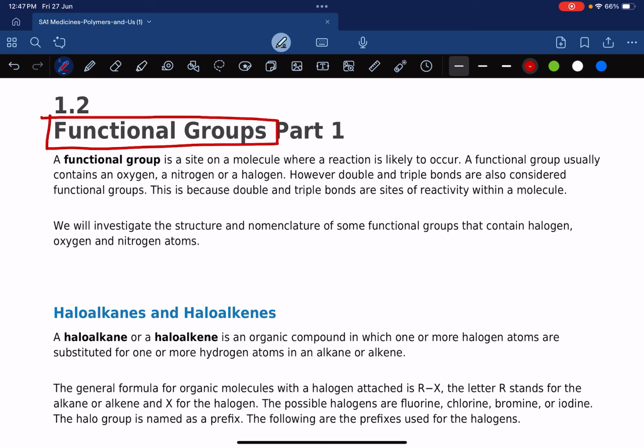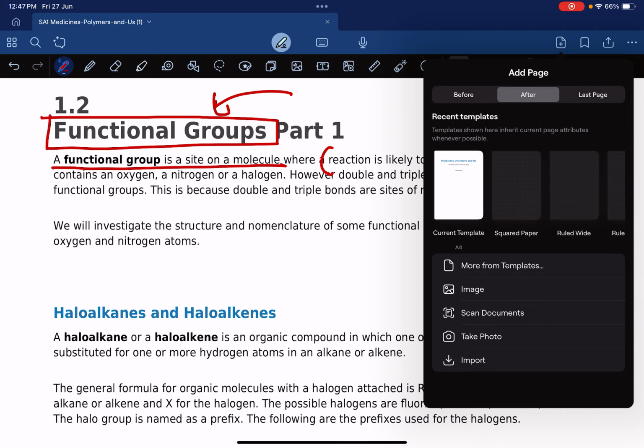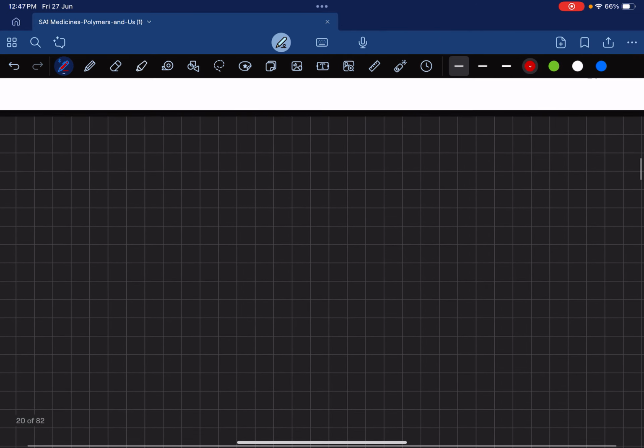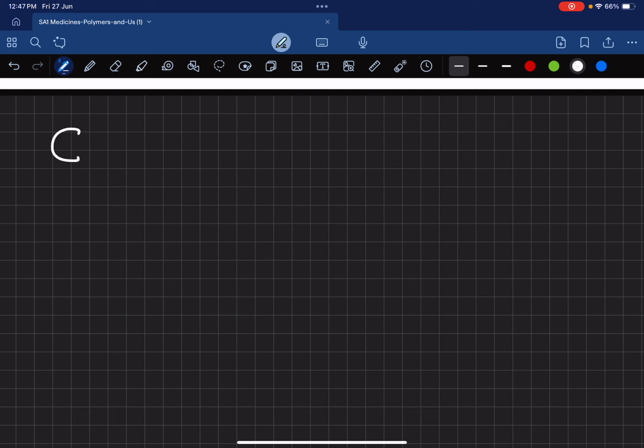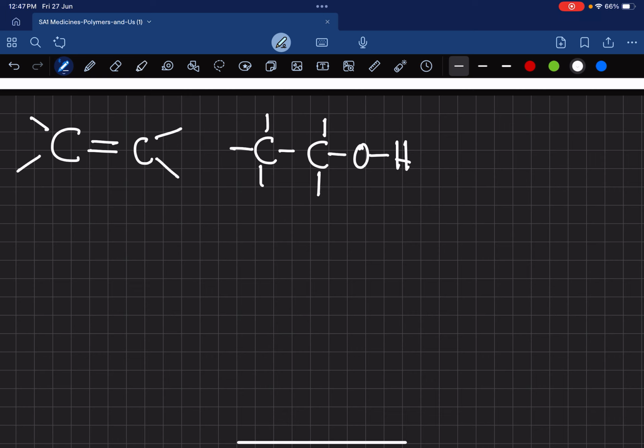All right. First of all, what is a functional group? If you see over here, it says it is a site on a molecule where a reaction is most likely to occur. So this is where a reaction will happen. For many of you, you may have seen things like a double bond. And if you did high school chemistry, you would have seen things like an OH group, a hydroxyl group. Those are called lone pairs. Or a carboxyl group, you would have seen something like this as well.